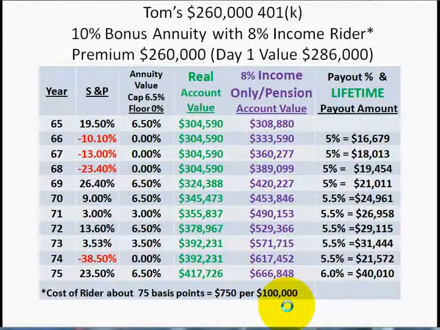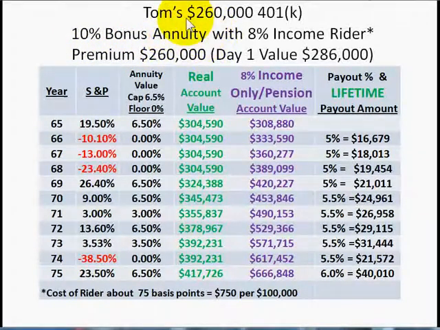The income rider we're going to talk about gives you a guaranteed rate, and we're going to use a real example of a case I had. Tom had a 401k with $260,000. You can do this with a 401k, with an IRA, with non-qualified money. He wanted to maximize his income when he retired. He was 65 and was going to retire in about 5 or 6 years and start pulling out the money. So he took the $260,000 and put it into the annuity with a 10% bonus.